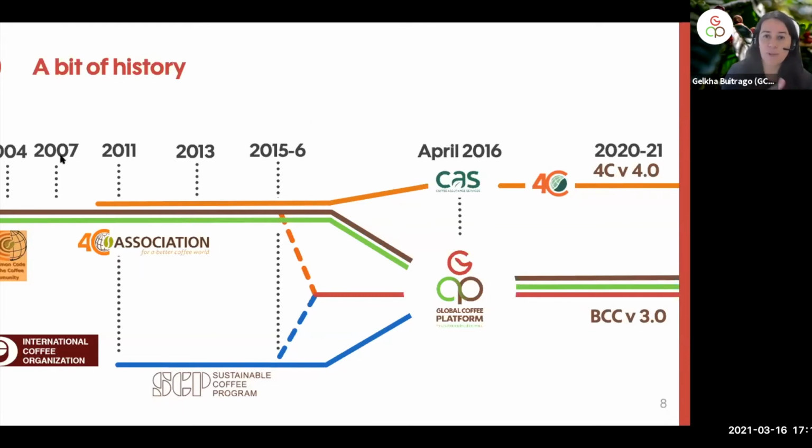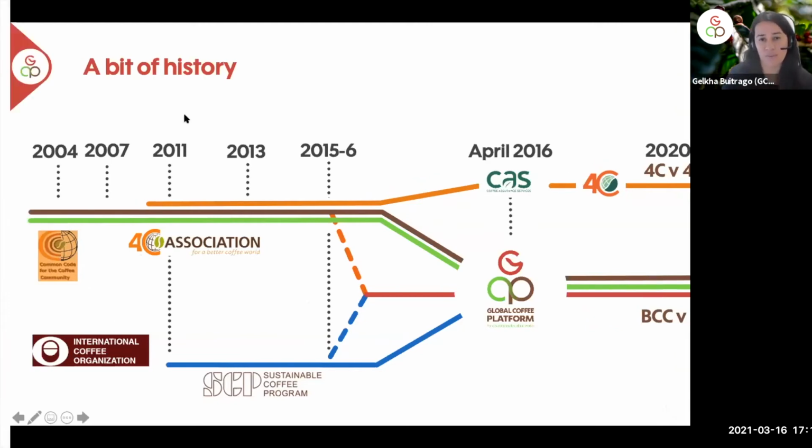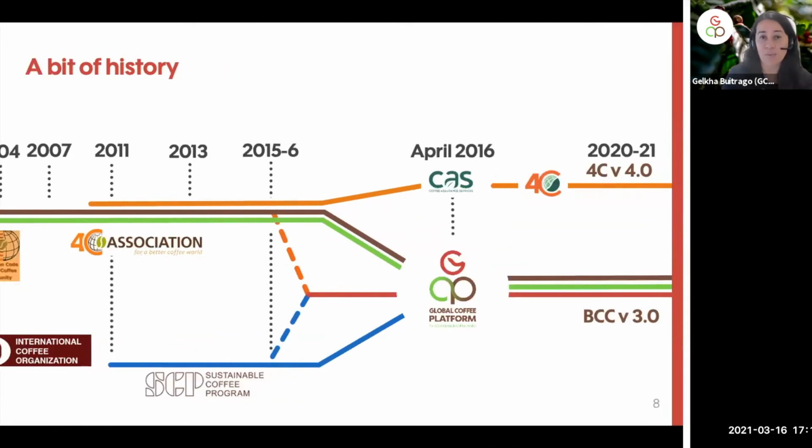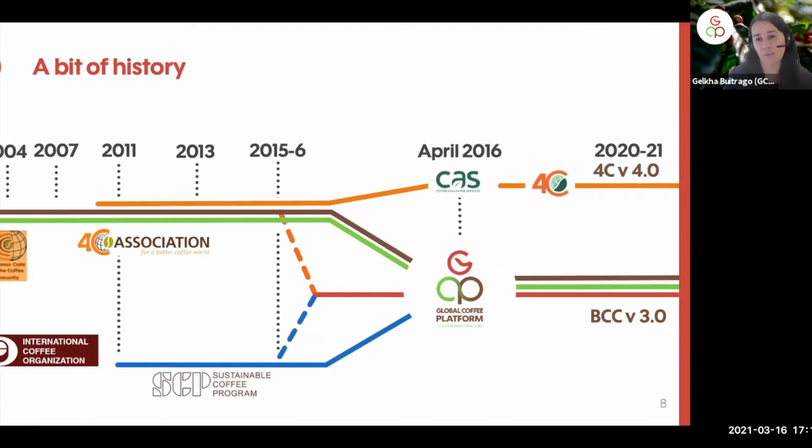Then from 2004 until 2016, the 4C code was maintained by the 4C Association. And then in 2016, after the Global Coffee Platform was established, the 4C code and its verification system was transferred to an independent certification entity that is now called 4C Services. Since then, the Baseline Coffee Code has remained with GCP. GCP has been the guardian of this code. And over the past years, the technical committee, which is a subcommittee of the board, and now for this revision, with the support of an advisory task force, has been working to revise and to update the Baseline Coffee Code.